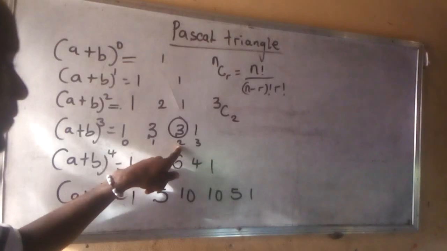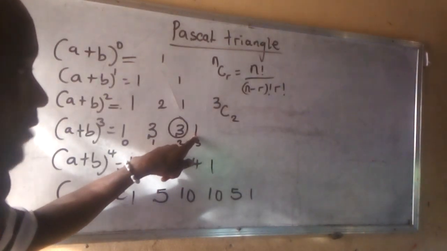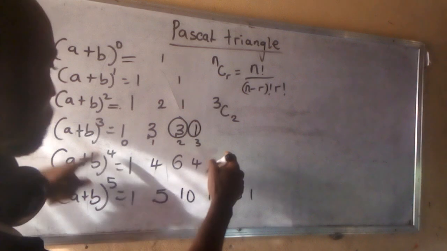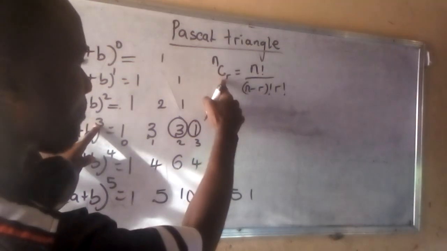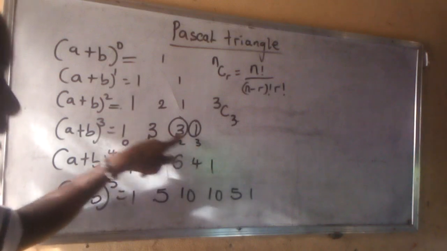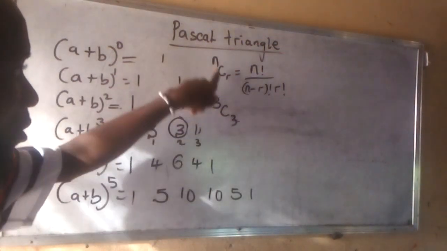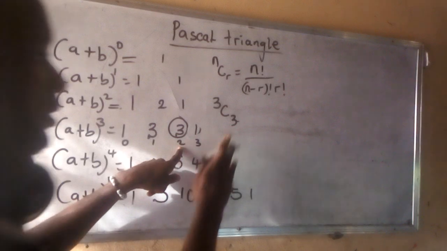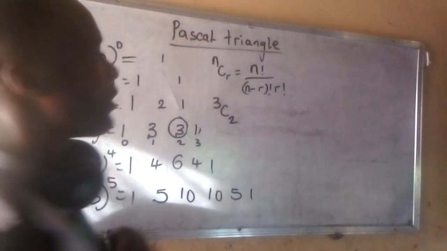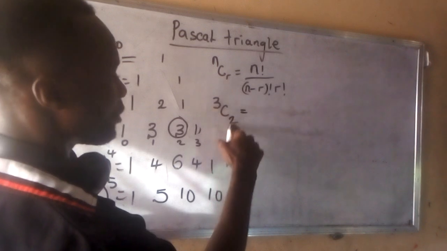If peradventure I'm looking for the one that is here, it will be 3 combination what? Combination 3. Since I'm looking for 2 now, it will be 3 combination 2. Okay, let's continue. n is 3, r is 2.